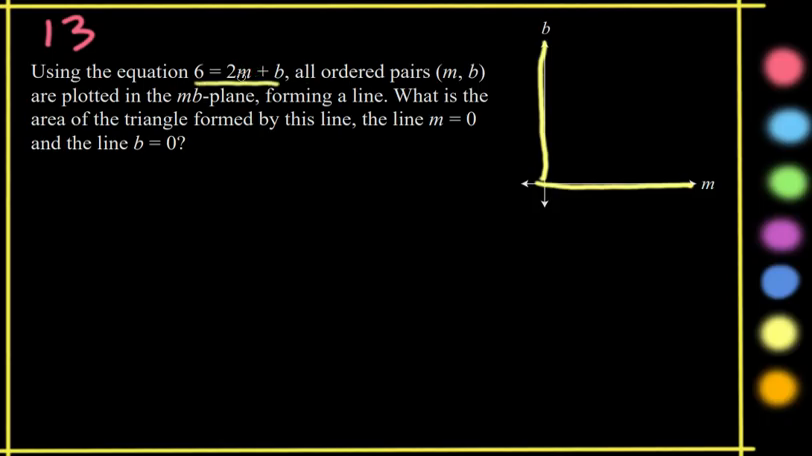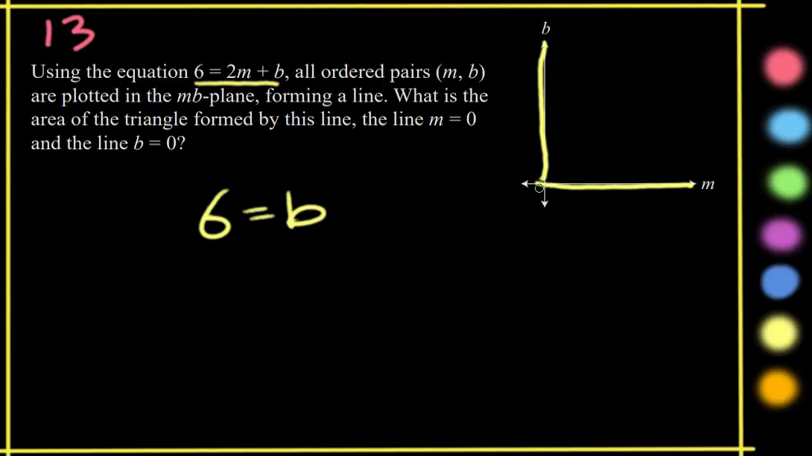I think they're trying to confuse you, because usually you have mx plus b equal y, but here you've got an M axis and a B axis rather than an X and a Y axis, which is what you're used to. So you might get confused by all of that. But don't despair. One way to do it is to just plug in M equals 0 into this equation. And if you do that, you get 6 is equal to B.